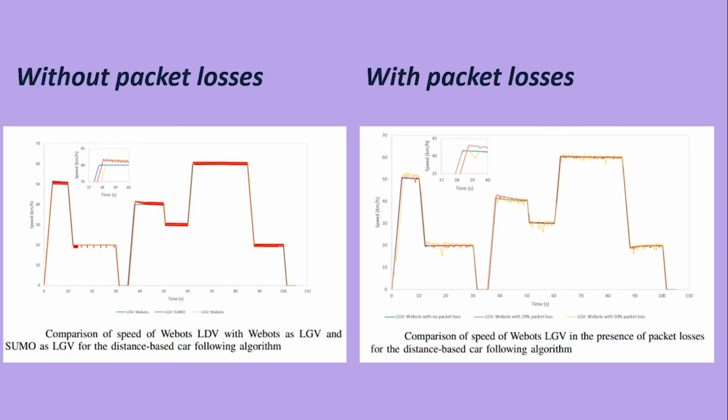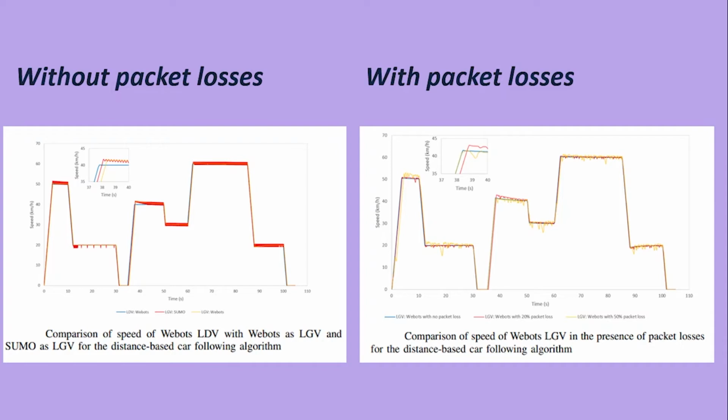It is implemented for two scenarios where the lagging vehicle is either a webhost vehicle or a SUMO vehicle. The leading vehicle has been given a speed profile. The speed of the lagging vehicle in each of the scenarios is plotted in this figure. The reason for this variation is that the SUMO vehicle is updated every 100 milliseconds, while the webhost vehicle is updated every 10 milliseconds, which gives more realistic behavior as continuous changes.